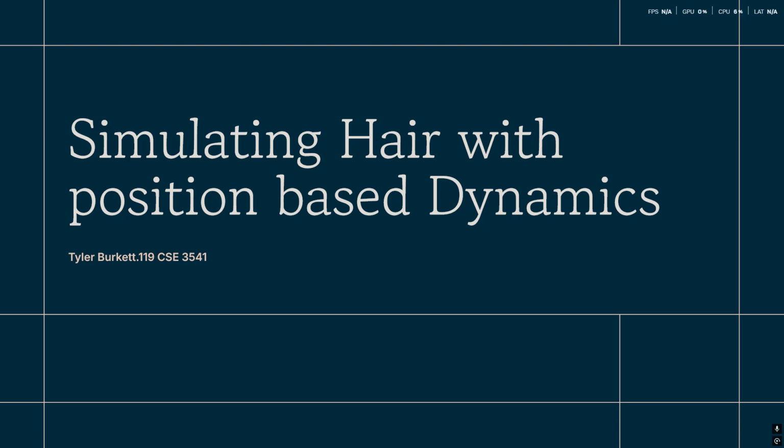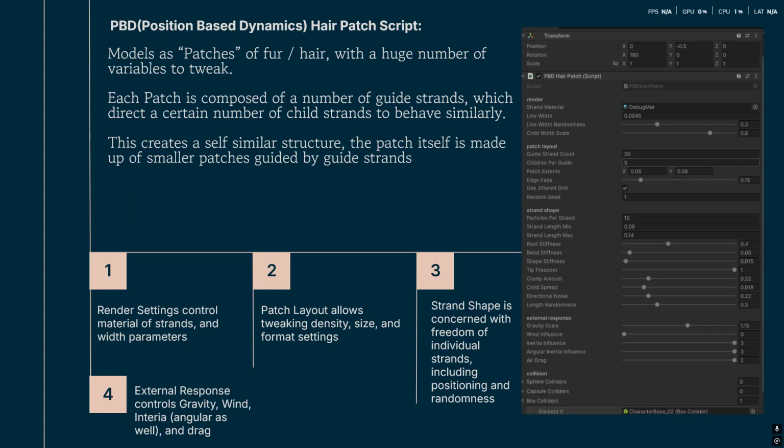It's basically a self-similar structure that builds itself into multiple patches composed inside of one patch. You'll see more about what I mean when I show the inspector. So the position-based dynamics hair patch script is mainly in charge of controlling the vast majority of options. Basically, like I said, each patch is composed of a customizable number of guide strands. Here in the screenshot, it's 20, with 5 children per guide.